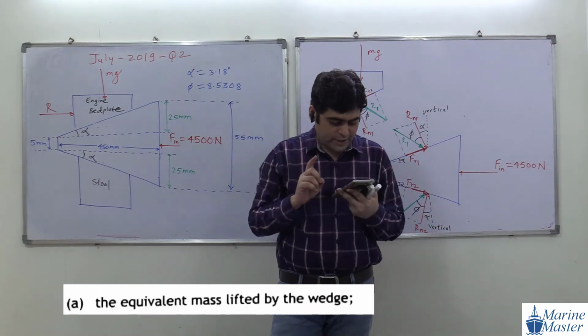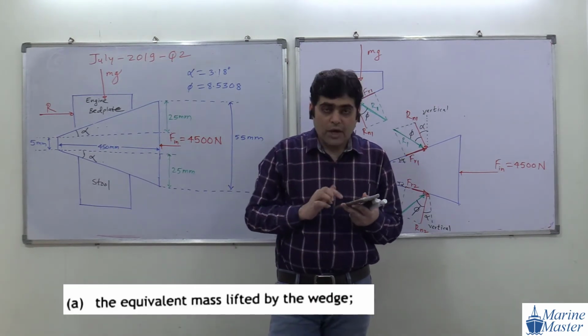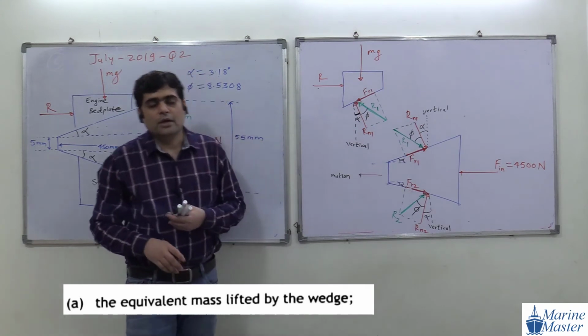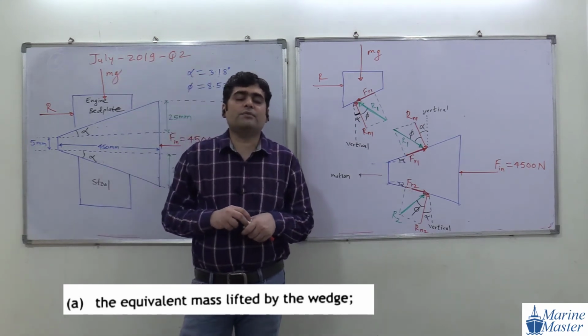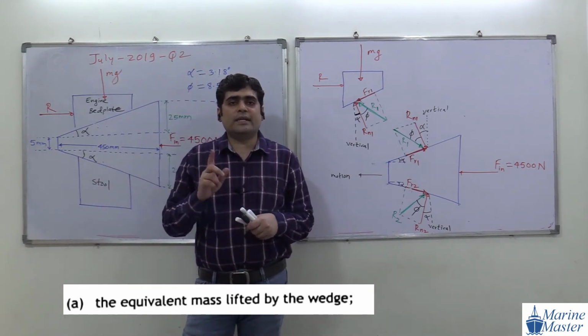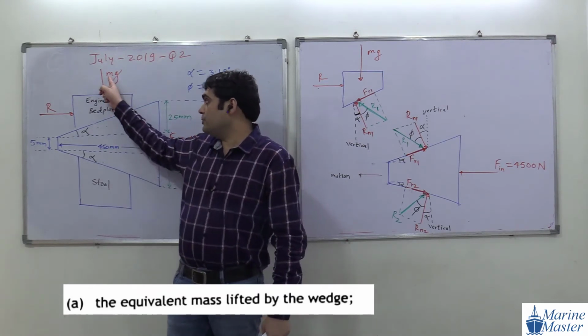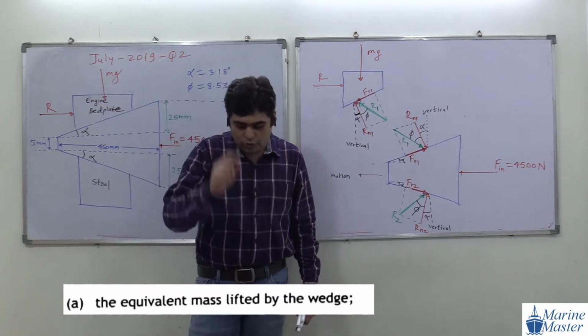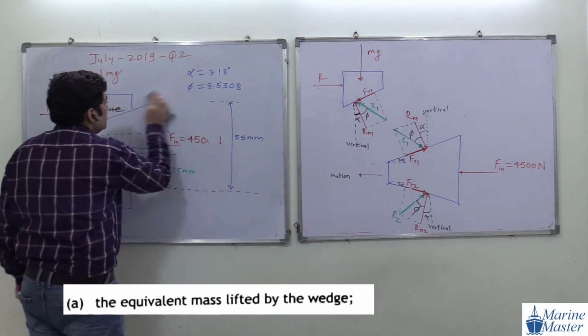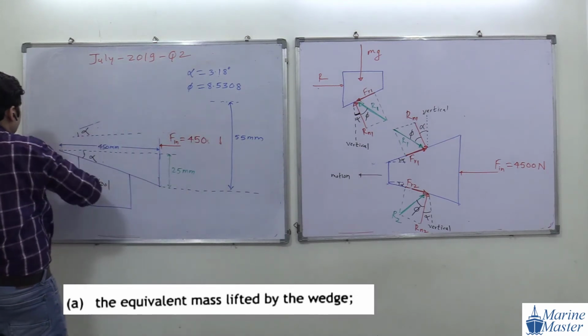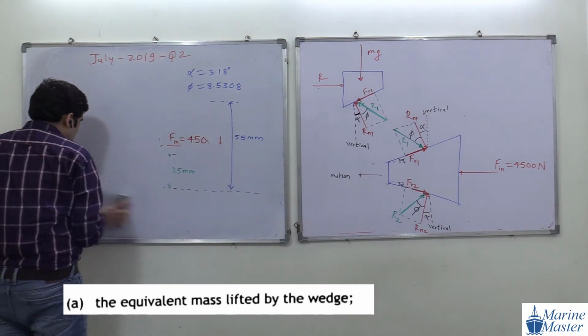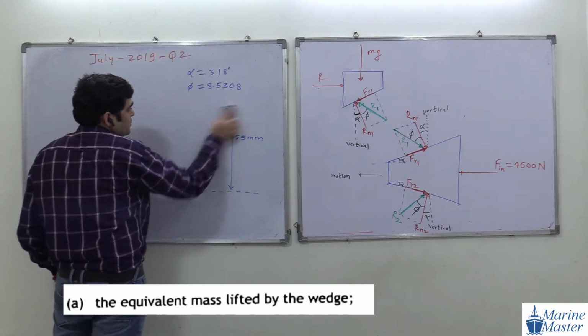Now try to see the scenario here. What is our target? What do we have to find out in this question? In part A, we have to find out this mass m. And how to find out mass m? How to deal with this scenario to get mass m?